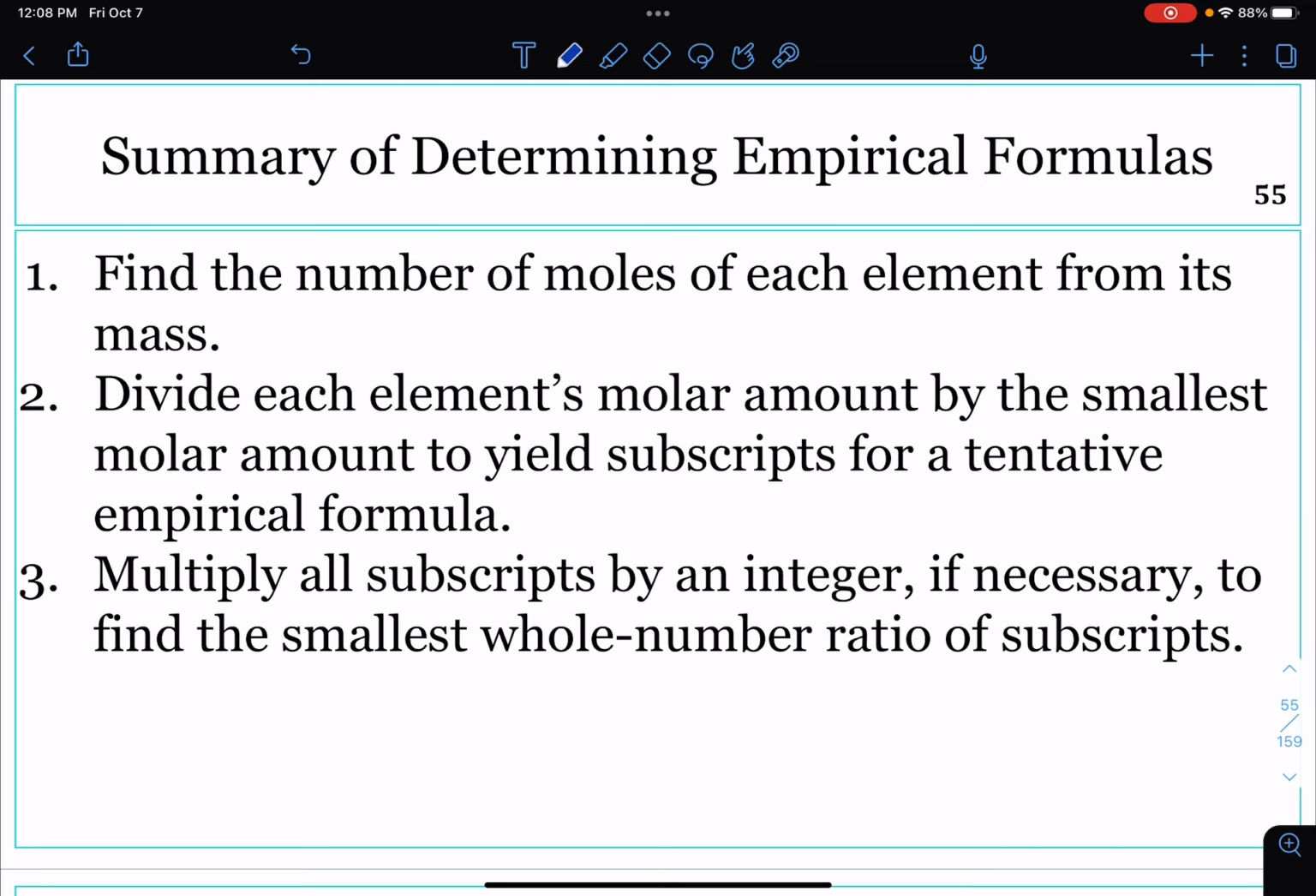Here are the 3 steps to finding the empirical formula of a molecule. Number 1, find the number of moles of each element from its mass using molar mass. Then divide each element's molar amount by the smallest molar amount to get your subscripts. And then if it's not whole numbers yet, then you're going to have to multiply your subscripts by either 2 or 3, some small integer, in order to get our subscripts into whole numbers.